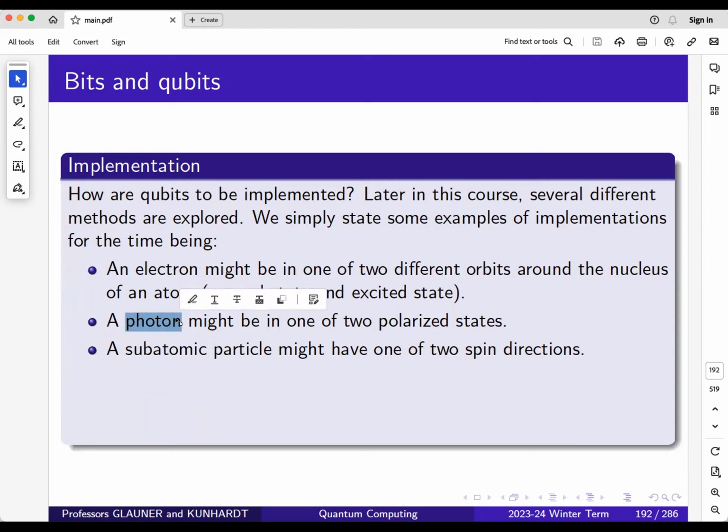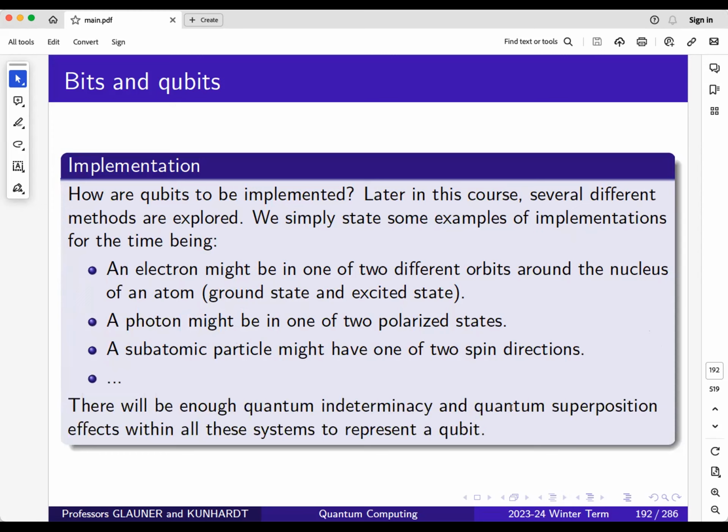Like you could use a photon, which might be in one of two polarized states. You can use electrons. You can use other subatomic particles and use their spin direction. These are some suggestions that were made in the literature, but all of this will be explained by Horst Kuhnhardt in his lecture in a few weeks on how to concretely build a quantum computer.